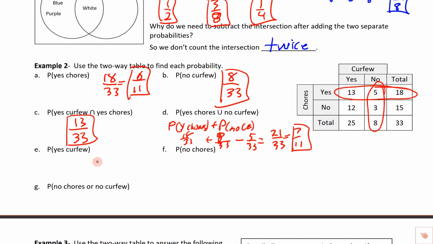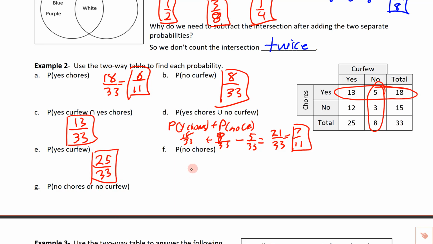Okay, don't say anything out loud. Would you just find the probability of yes curfew? Check with your neighbor. Raise your hand if you want to tell us what it is. 25 over 33. It is 25 over 33. Pretty simple one right there.